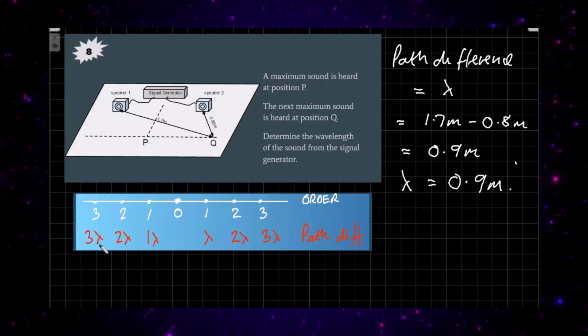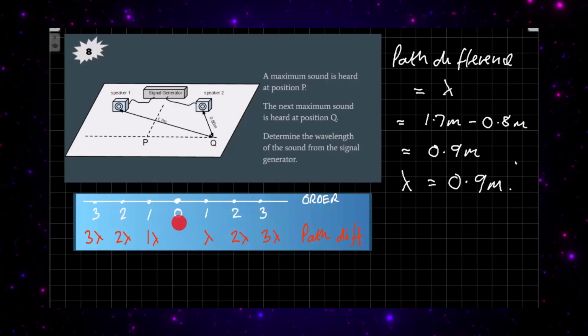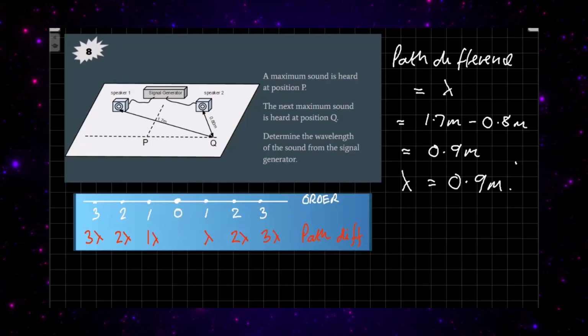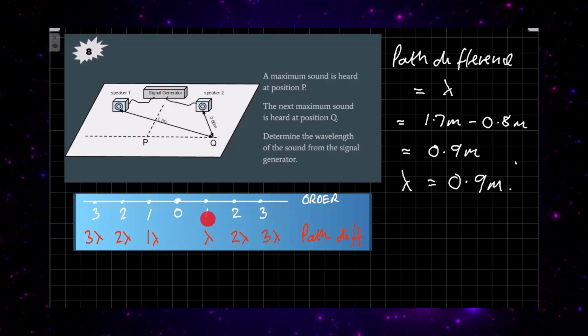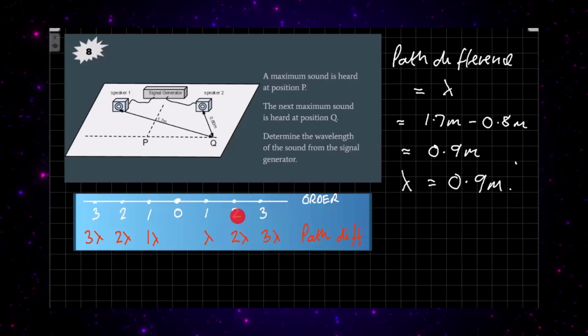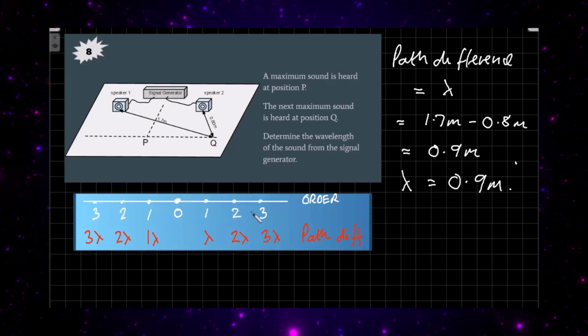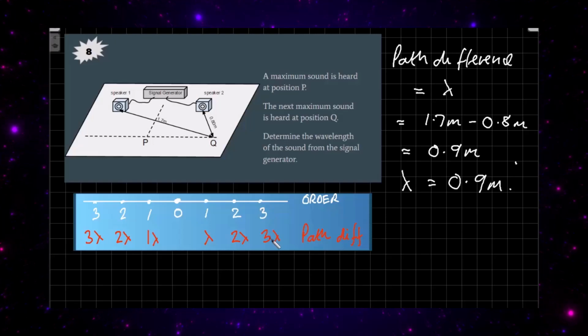So this is the chart you must remember. The central maximum sound, there is no path difference. The first maximum sound, the path difference is 1 whole wavelength between the speakers. The second maximum sound you hear, the path difference would be 2 wavelengths. And the third maximum sound, the path difference would be 3 wavelengths.